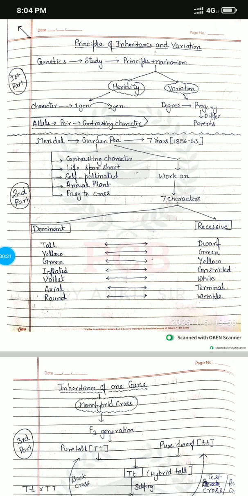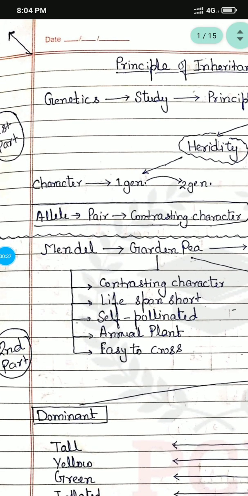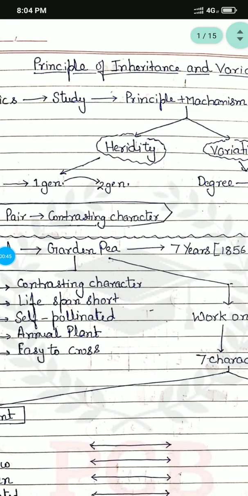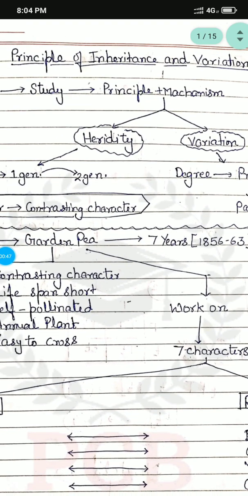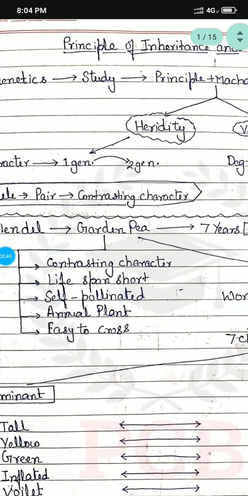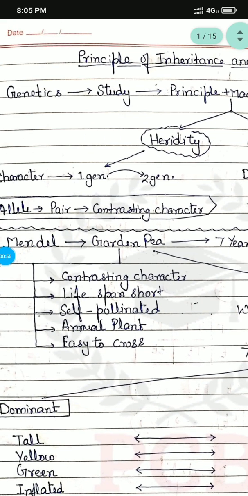So, what is the principle of inheritance actually? Genetics is the main base of inheritance, because genetics is the study of the principles and mechanisms of both heredity and variation. I'll explain heredity and variation separately.